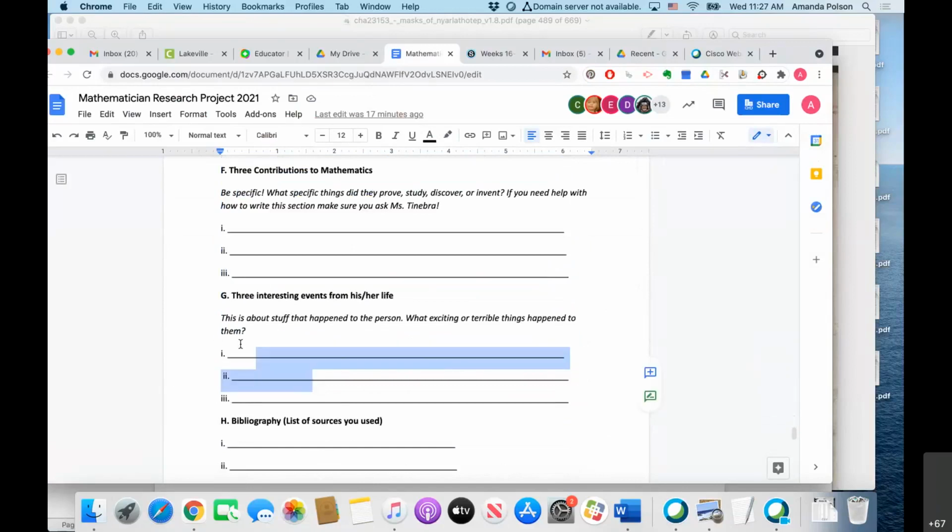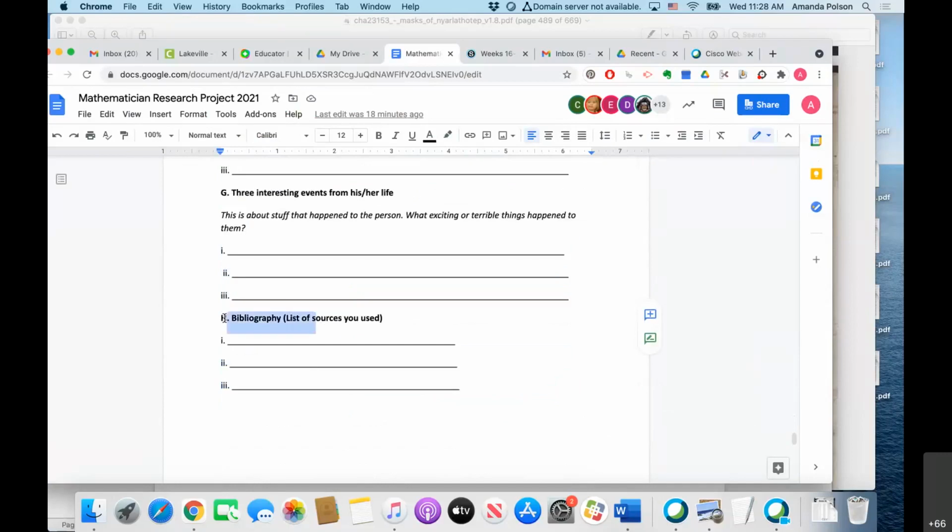Three interesting things from his or her life. This is three things that might have been exciting in their life. Okay? So this isn't going to be too much longer. Don't worry. We're just going to go through the directions for the project. So you're going to have time to do your schoolwork. So three interesting things that happened in their lives. This could be things like, oh, they moved 15 times, or they had these exciting things, anything that you find out about their life. So this isn't about math, this is about their life.